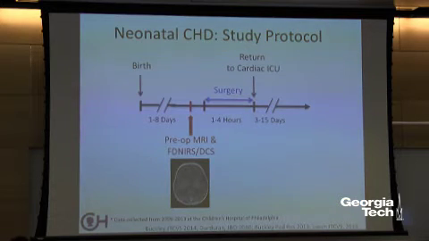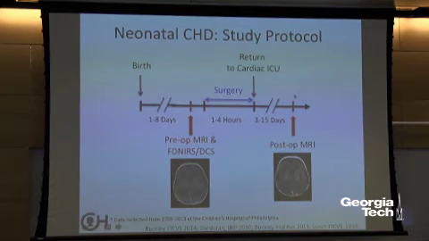So this was our study protocol. The patients were born. Within 1 to 8 days, our patients went to surgery. Before surgery, they got a preoperative MRI, and we used NIRS and DCS concurrently during the MRI scan. Then they went to surgery and returned to the cardiac ICU, and then 3 to 15 days later, they received a post-op MRI to assess any new or worsened acquired injury.